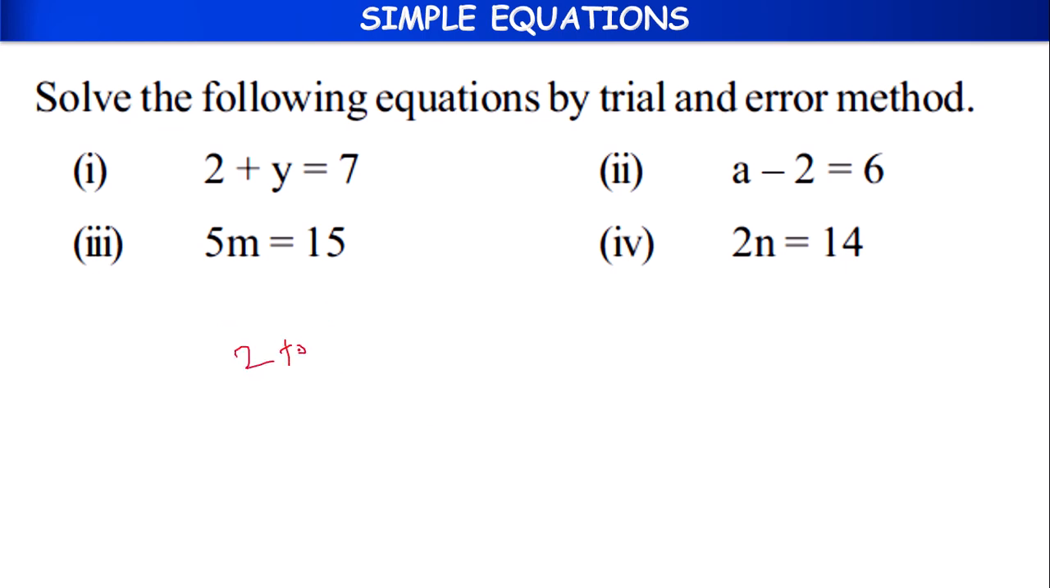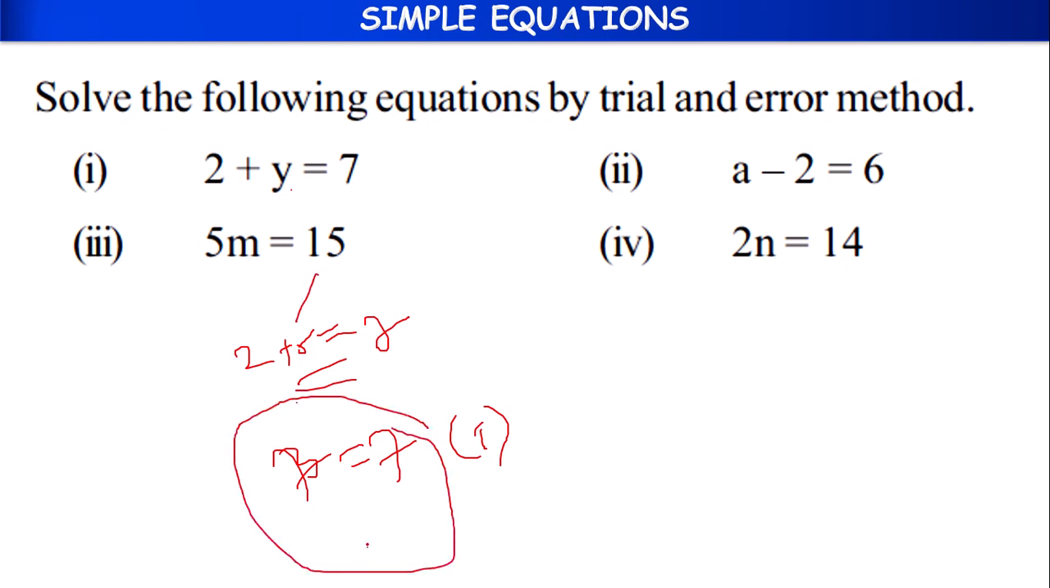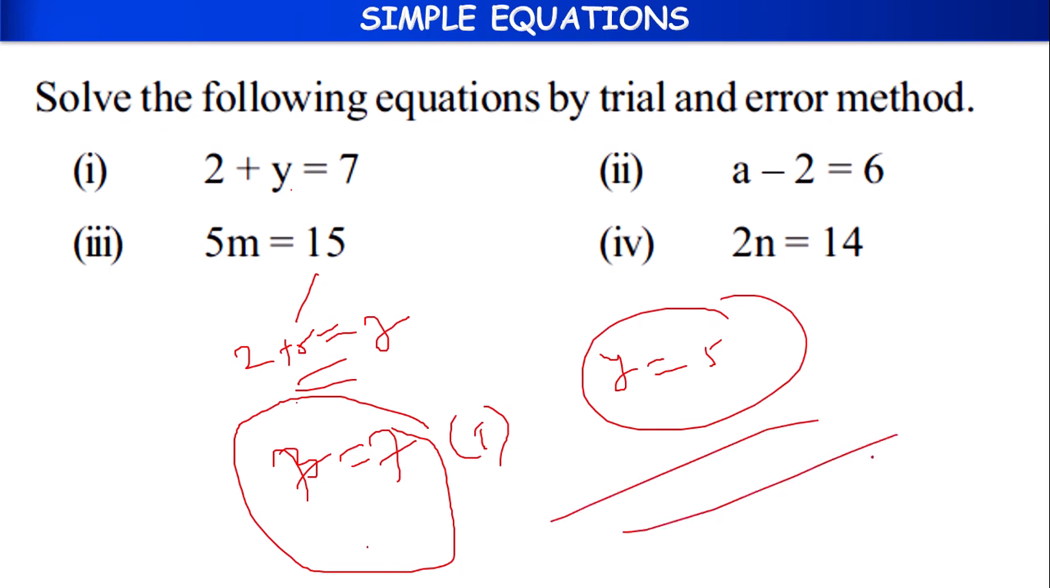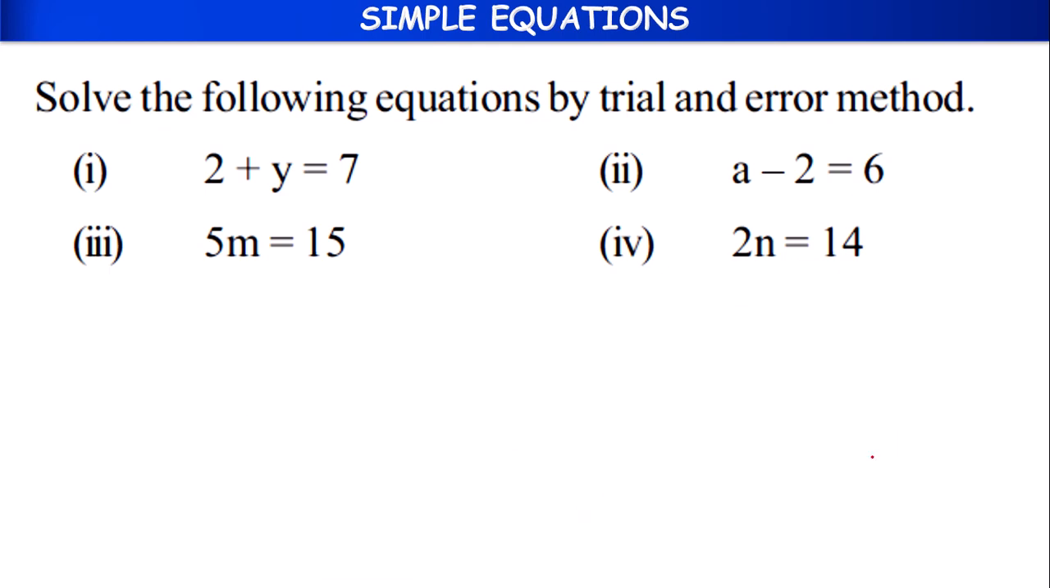Next, keep 5. 2 plus 5 equal to 7. 7 equals to 7, which is true. So, in the place of y, when we keep 5, the LHS is becoming RHS. So, the solution of the first question is y equal to 5. Next, second, a minus 2 equal to 6.